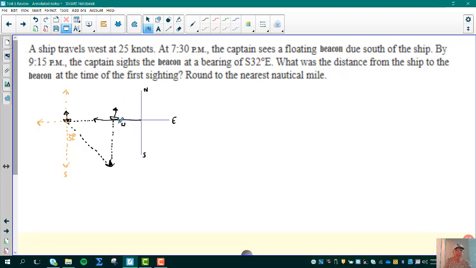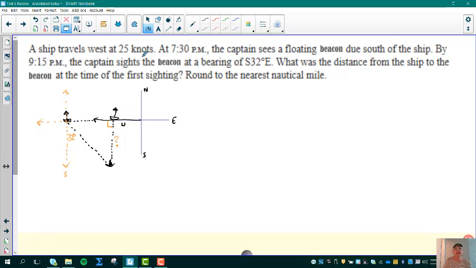So here's the ship, here's the beacon. We want to know this side length right here. If you'll notice, this is a perpendicular, so we have a right triangle situation. It may be that we can use right triangle trigonometry to solve this. But we don't really have information on our triangle yet, so let's see what we left out and what we can put on.